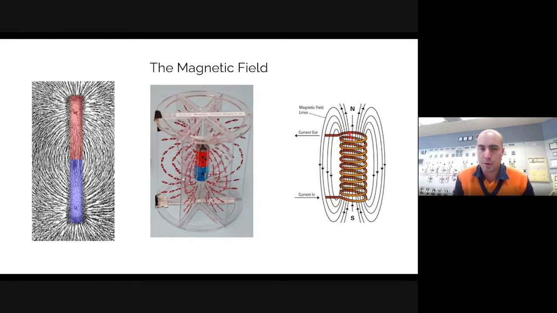So from the magnetic field perspective, the field isn't really any different, whether it's a permanent magnet or a coil. But I just thought that I'd mention that that is also a way you can get a magnetic field.